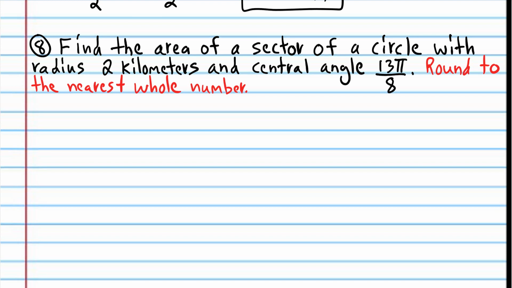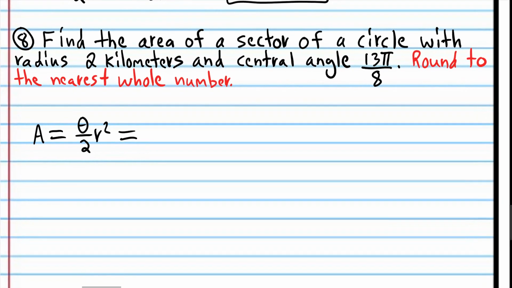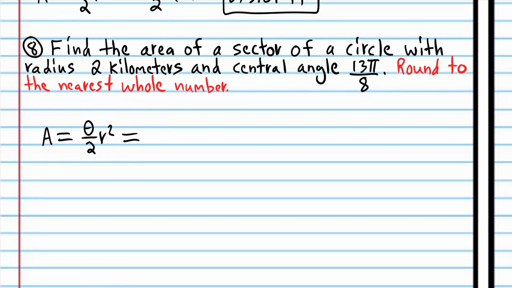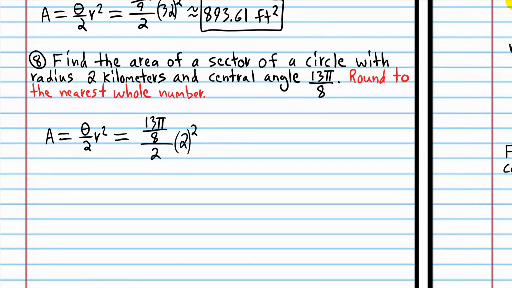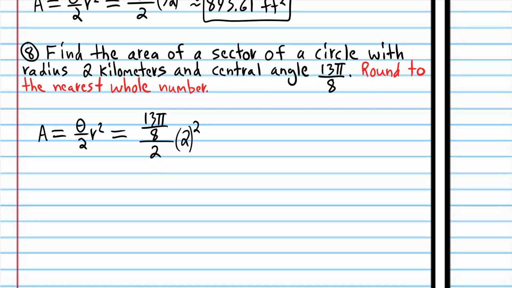Okay, we're back. So the area of a sector is theta over 2 times r squared, if theta is measured in radians. If it's not, then this formula doesn't work. You cannot use degrees with this formula. So theta in radian units is 13 pi over 8, and the radius is 2 kilometers.